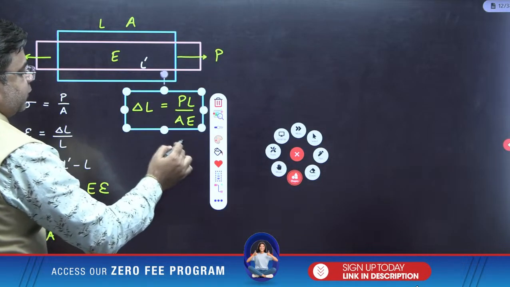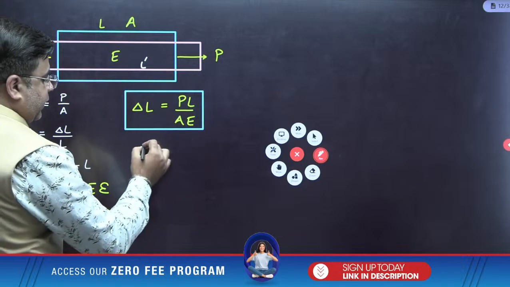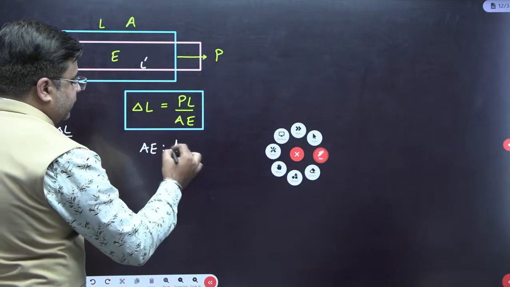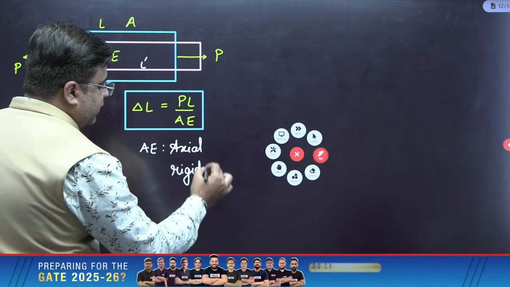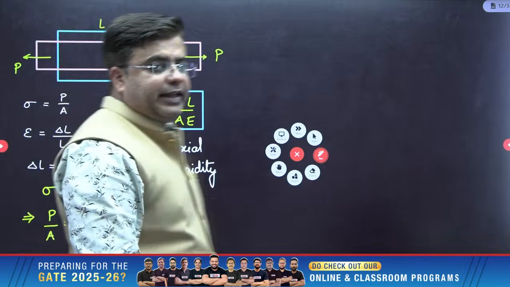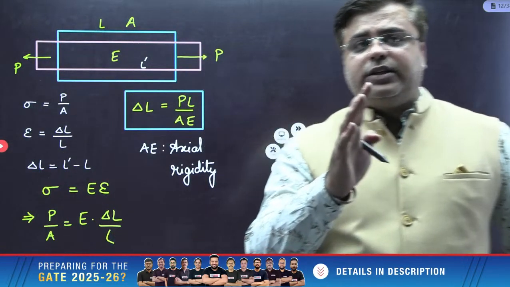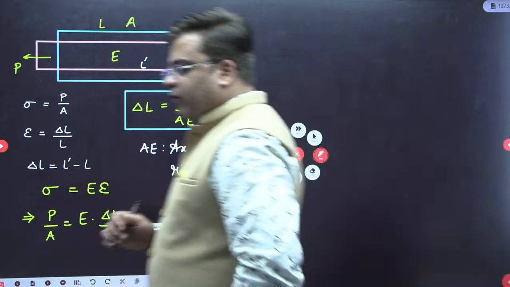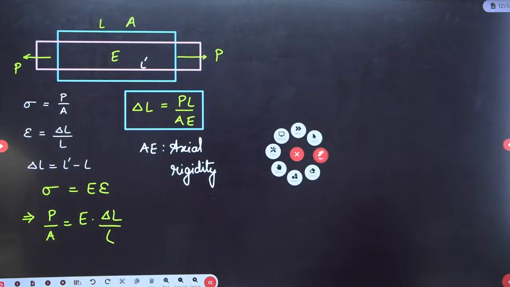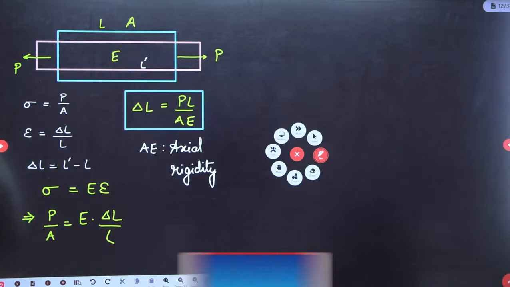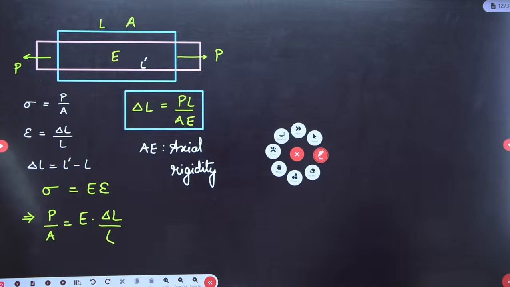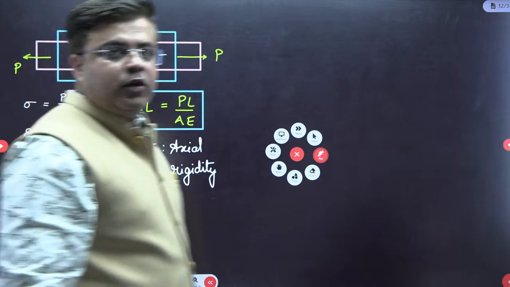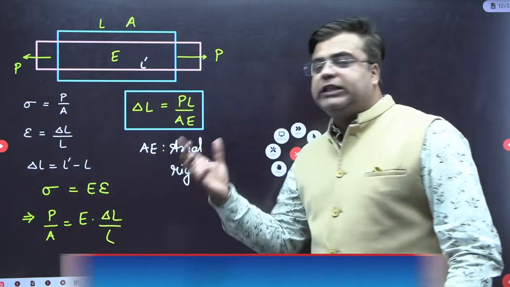Now here there is one very important term, AE, which is termed as axial rigidity. Can anybody tell me what this axial rigidity is? What does axial rigidity AE explain? What is the physical significance of this?